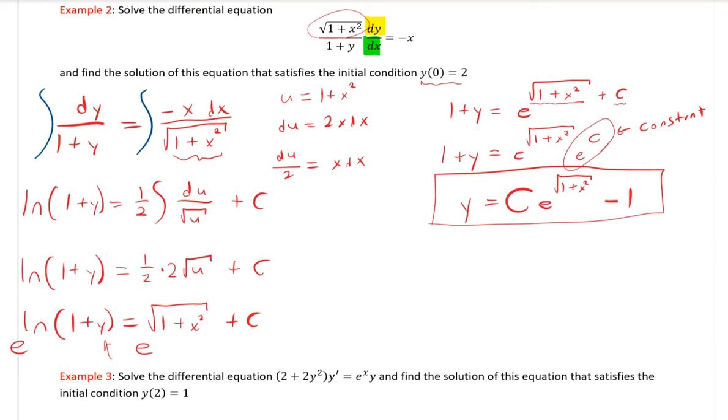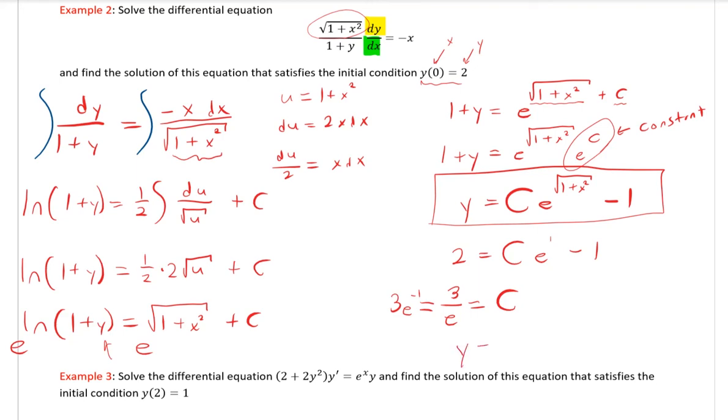Now when we satisfy this condition, we plug in x of 0, y of 2. So that means we have 2 equals c e to the 1 plus 0 squared is 1 minus 1. So that means if I add 1 over and divide by e, I get 3 over e, or 3 e to the negative 1 is the same thing as c.